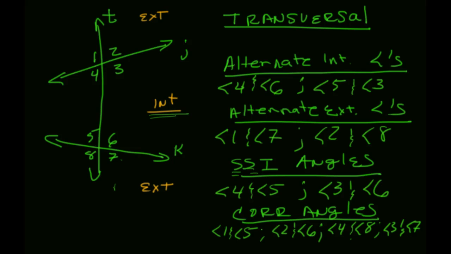So this is the big drawing that we're going to be working with. Alternate interiors, 4 and 6, 3 and 5. Alternate exteriors, 1 and 7, 2 and 8. Same side interiors, 4 and 5, and 3 and 6. Corresponding, up and to the left, 1 and 5. Up and to the right, 2 and 6. Down and to the left, 4 and 8. Down and to the right, 3 and 7. So this is just vocabulary that we're developing for when we're going to work with two lines that are cut by a transversal.